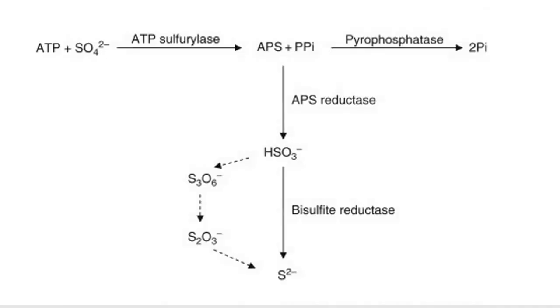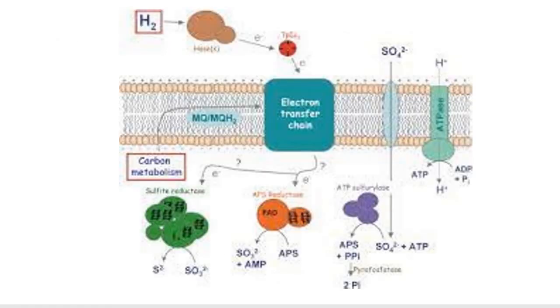So ATP sulfate, ATP sulfurylase, APS and PPi, pyrophosphatase to inorganic phosphate, APS reductase, SO3 minus, S3O6 minus, and finally bisulfite reductase, you will get S2 minus. So you can see in the biological process what's going on, SO3 minus, H2S, how they convert, and again APS, AMP, you can see the other one changing ATP to ADP. So a lot of information happens when the electron transfer chain occurs.